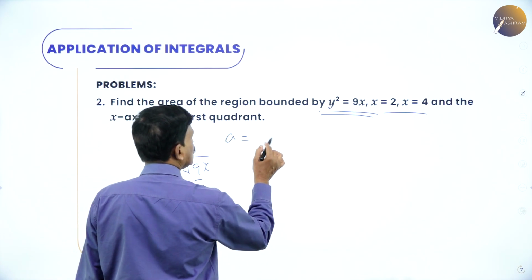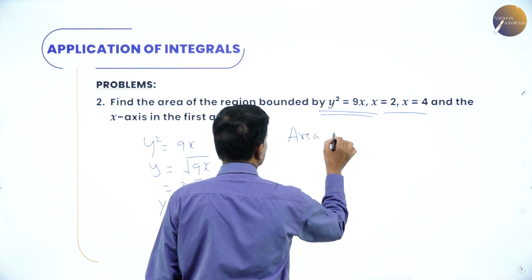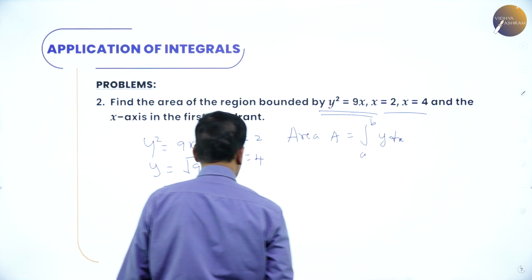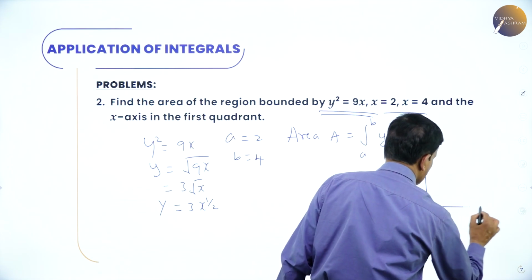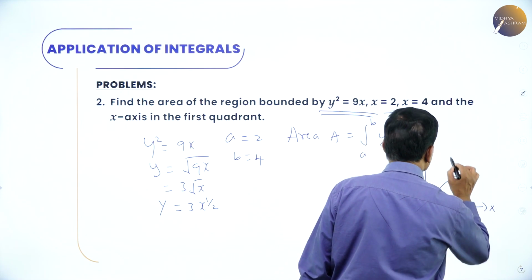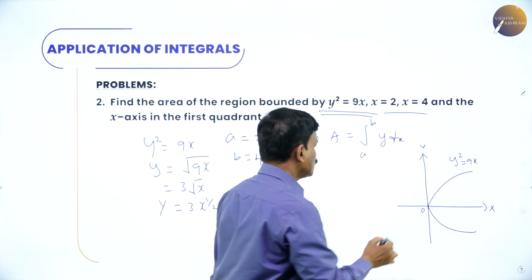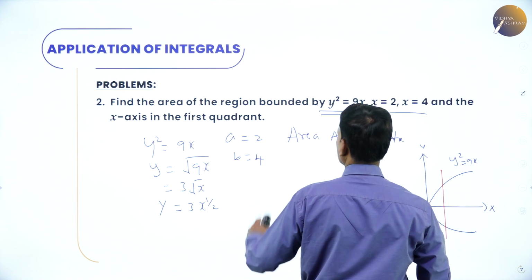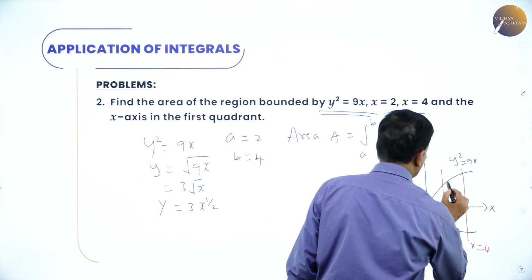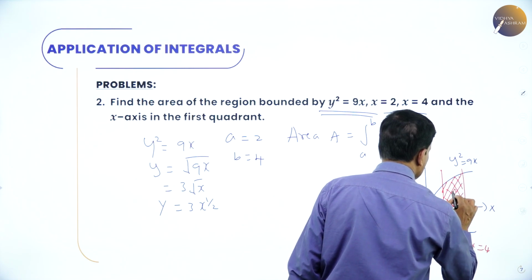What are the ordinates here? a is equal to 2 and b is equal to 4. Area bounded by the curve. Area is equal to integral a to b y dx. Now, this is the curve, x-axis, y-axis, and this is y square is equal to 9x, the origin. What are the points given here? x is equal to 2 and x is equal to 4. In the first quadrant, we just find out the area of this shaded region. That's it. This is the area.